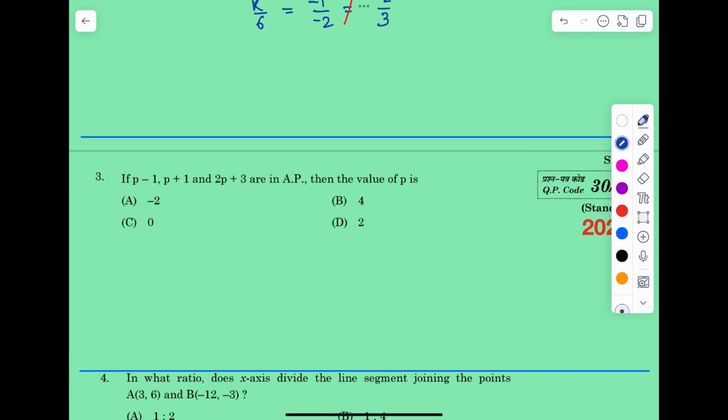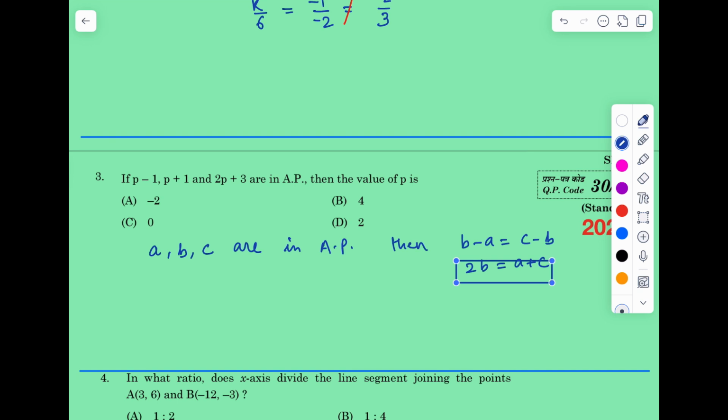Next is question number 3. For question number 3, we know that if a, b, c are 3 numbers which are in AP, then b minus a will be equal to c minus b, or 2b is equal to a plus c. That means b is the arithmetic mean and b is equal to a plus c by 2.